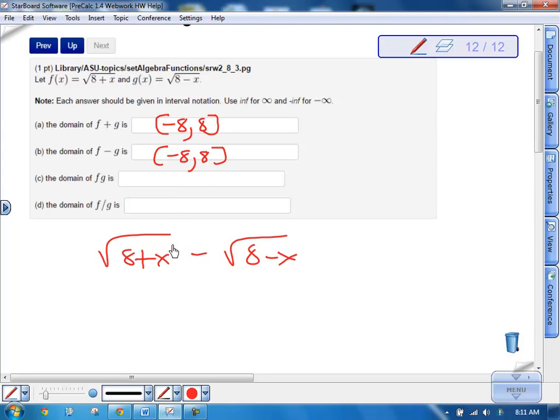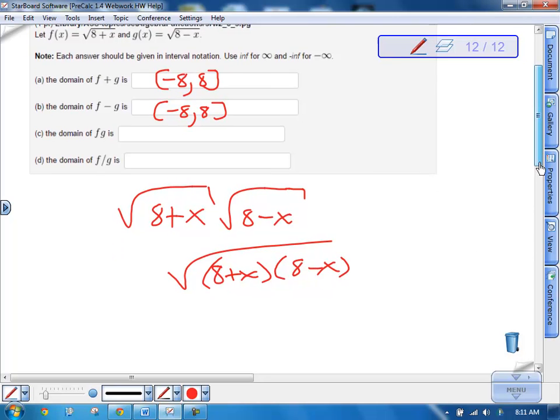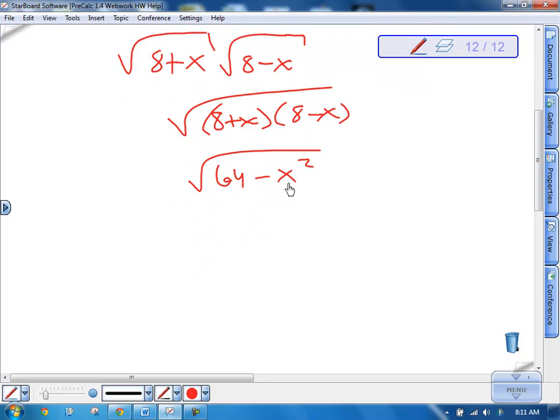So now f times g, so we have square root of 8 plus x, and then times the square root of 8 minus x. Now we can combine the square root of the whole thing, so we can make it 8 plus x times 8 minus x. And we have to FOIL this now. So to FOIL it, we get 64. That's going to be minus 8x and plus 8x. Those cancel, so you get minus x squared, square rooted. Now this is the difference of two squares, so we know that it is that pattern.